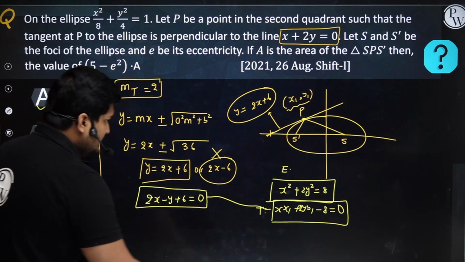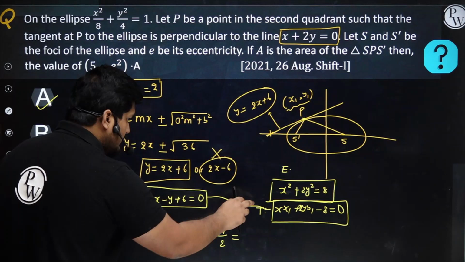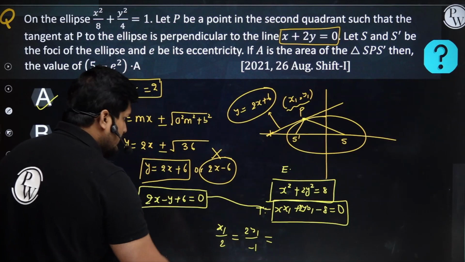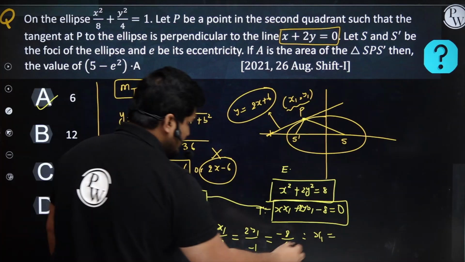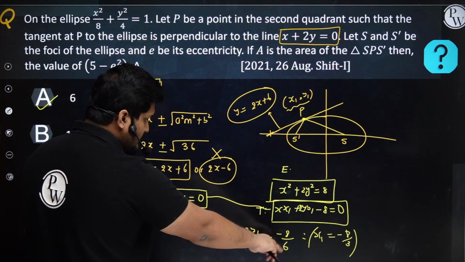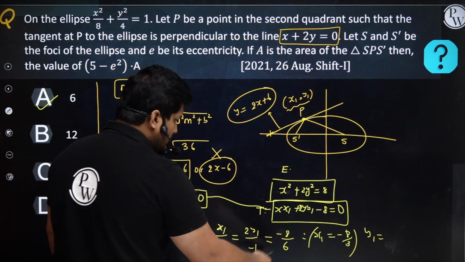So if I compare these two, can I say that x1 upon 2 is equal to 2y1 divided by minus 1, which is equal to minus 8 by 6. So if you compare it, we have got x1, y1. What is x1, guys? X1 is equal to, this is 3, right? Minus 8 by 3. So x1 is minus 8 by 3. And y1 is equal to, this is minus 1, 8 by 6, 4 by 6, so it is 3 by 2. Y1 is 3 by 2.